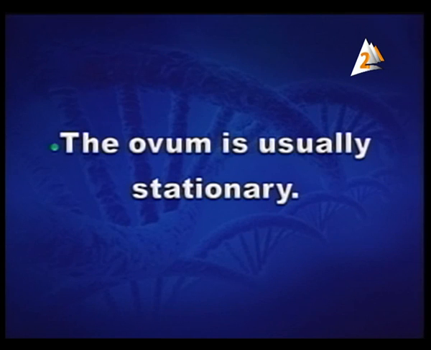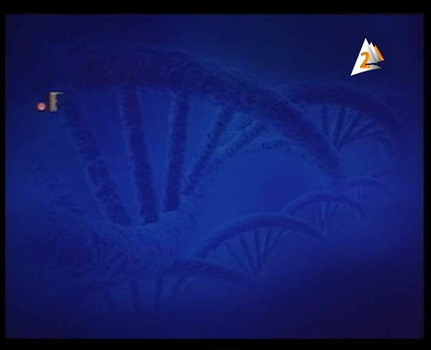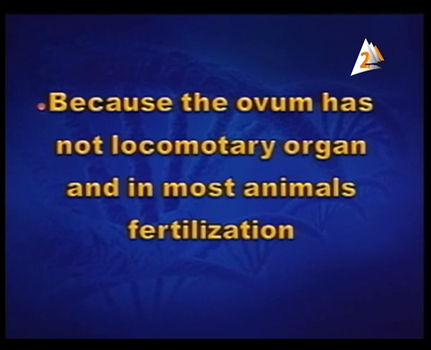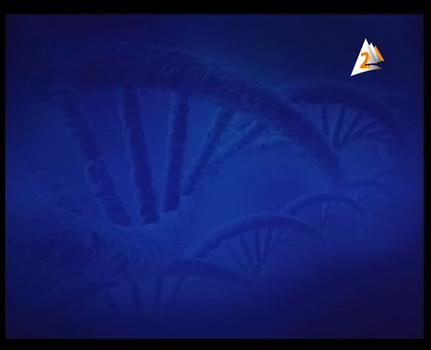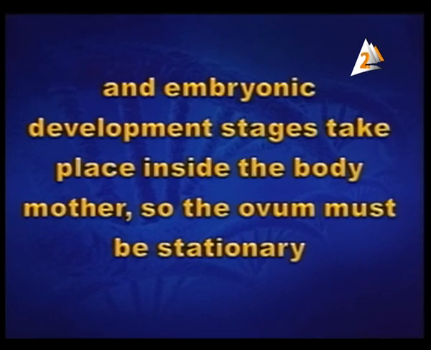Next, the ovum is usually stationary. Why can the ovum not move? Yes, because the ovum has no locomotory organ like the sperm or the male gamete. And in most animals, fertilization and embryonic development stages take place inside the body of the mother. So the ovum must be stationary.